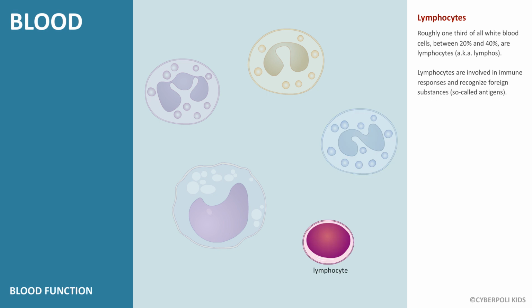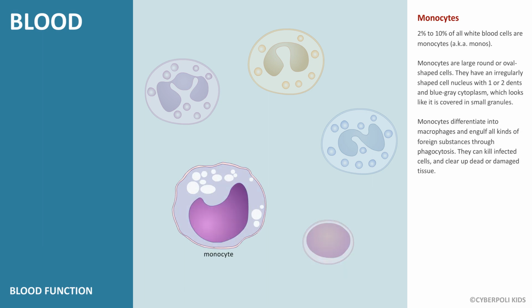Roughly 1/3 of all white blood cells, between 20% and 40%, are lymphocytes, aka lymphos. Lymphocytes are involved in immune responses and recognize foreign substances, so-called antigens. 2% to 10% of all white blood cells are monocytes, aka monos.